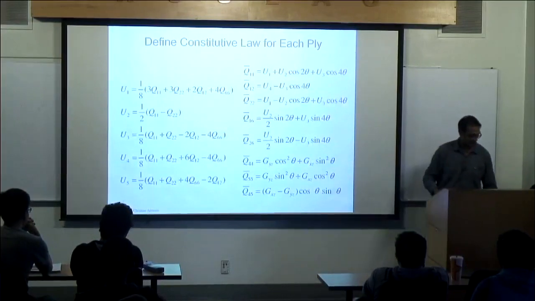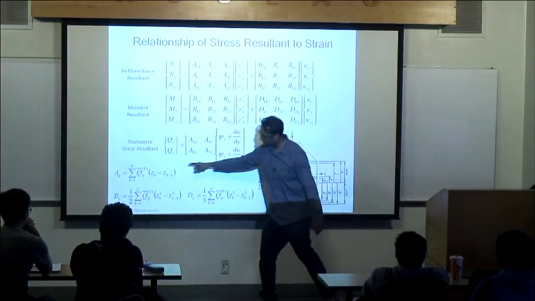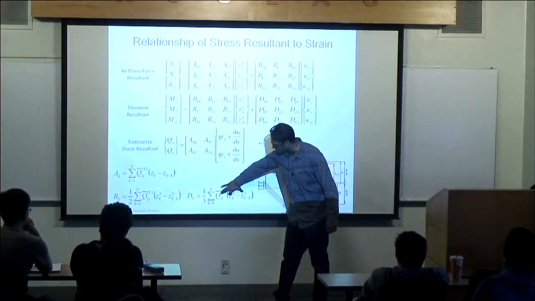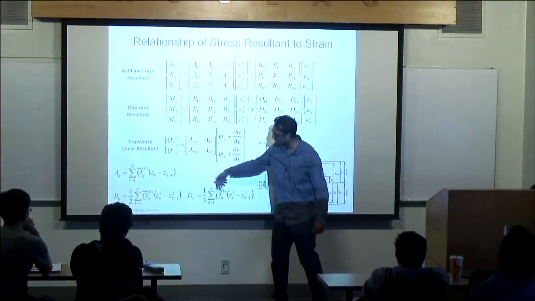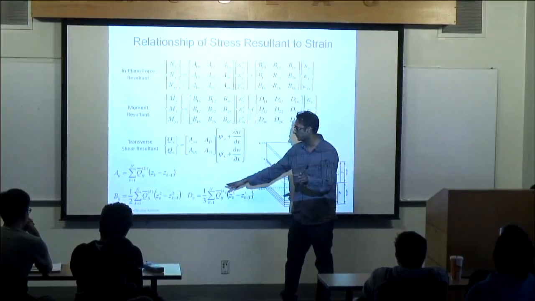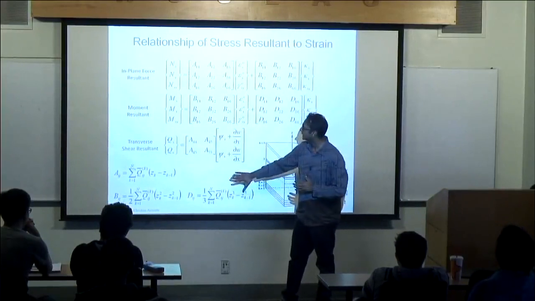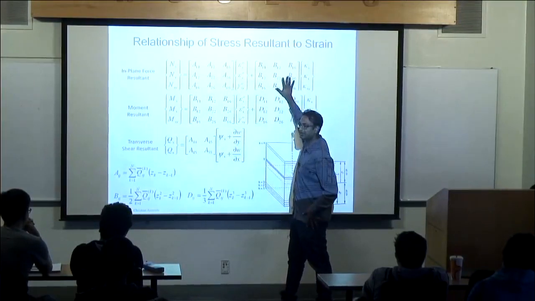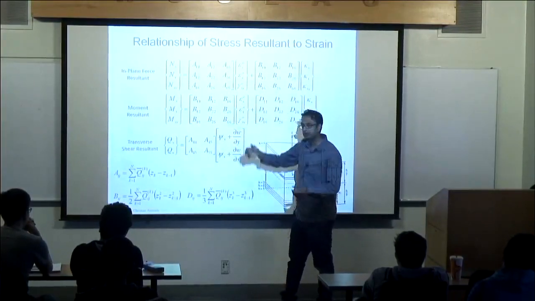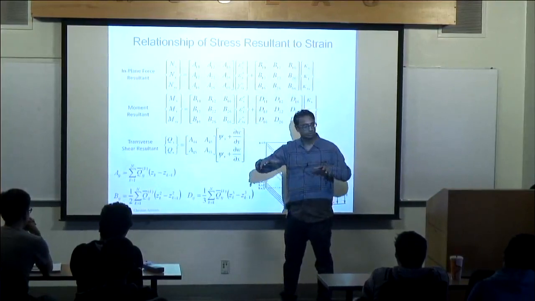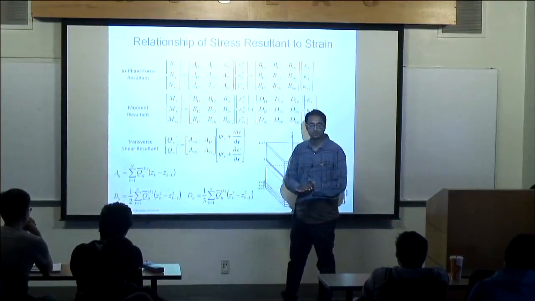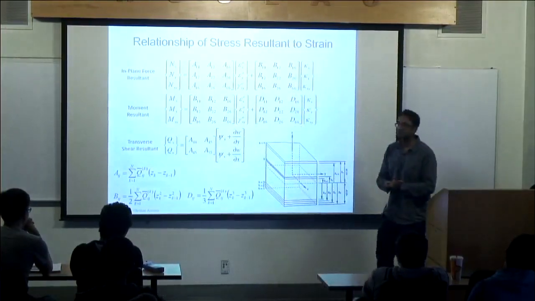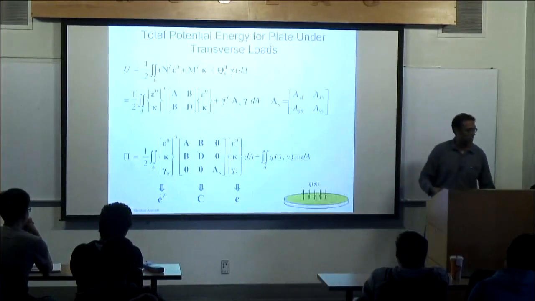That's for a single ply. Then I calculate A, B, and D. Very easy to do because I know the location of every ply and I know Q bar for every ply, so this is just a straight summation. I don't know the derivation of where this came from, but if you want it, I can give you my notes on that. So I have A, B, and D. A is the extensional stiffness matrix. B is the extension-bending coupling stiffness matrix, so I can have coupling now. If I apply axial loading, the structure bends, right? It can bend also if it's composites. And then D is the bending stiffness matrix. So I'm kind of summarizing that for you.